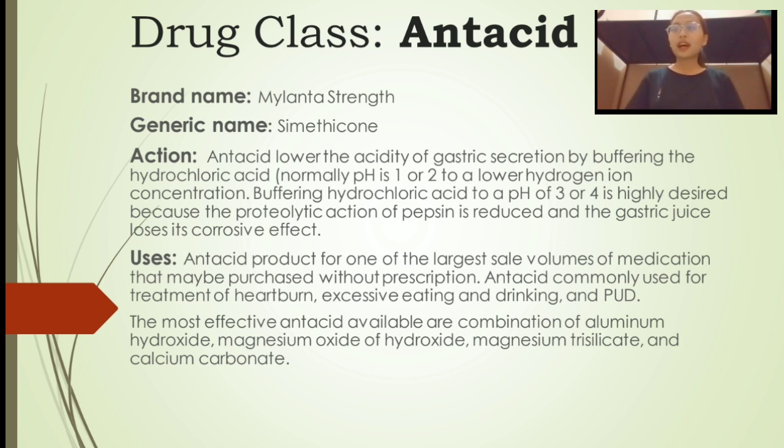For the uses, antacid products are among the largest sale volumes of medication that may be purchased without prescription. So, it is an over-the-counter drug. Antacids are commonly used for treatment of heartburn, excessive eating and drinking, and PUD. The most effective antacids available are combinations of aluminum hydroxide, magnesium oxide or hydroxide, magnesium trisilicate, and calcium carbonate.